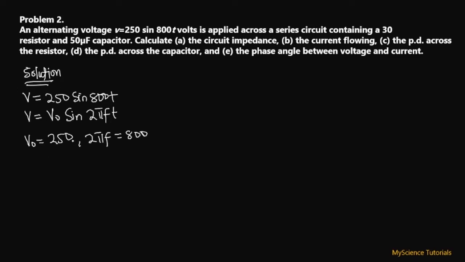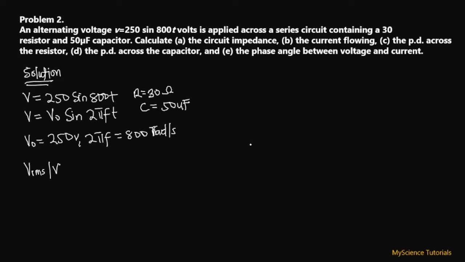Now note the 250 is in volts, and the 800 is in radians per second. Remember, the voltage V0 is not the voltage that we need to use in an alternating current. We need what we call the root mean square voltage, or the applied voltage, and we are going to look at how we can derive that. So for now, let's have the other parameters in this question. We have a resistor of resistance 30 ohms, and a capacitor with capacitance 50 microfarad.